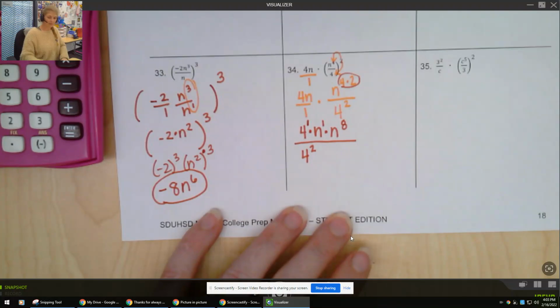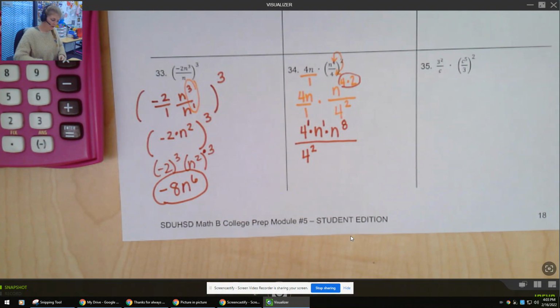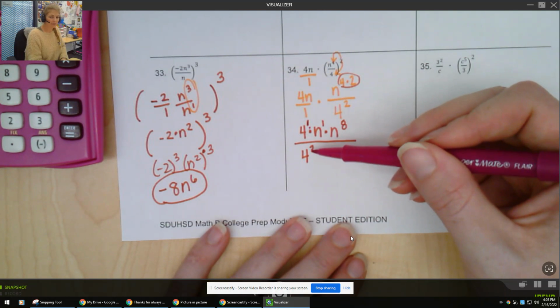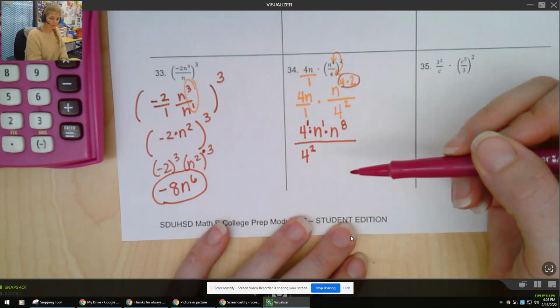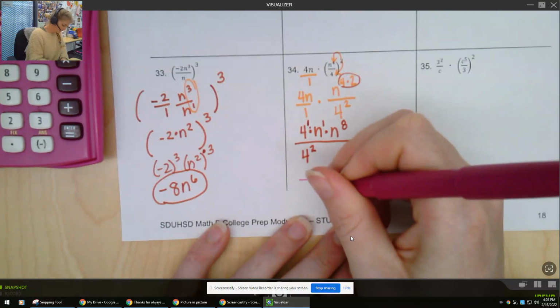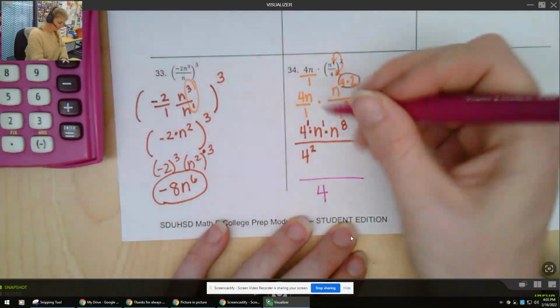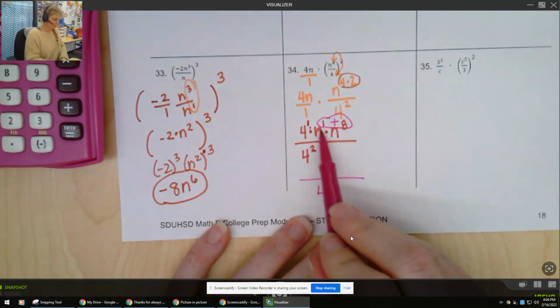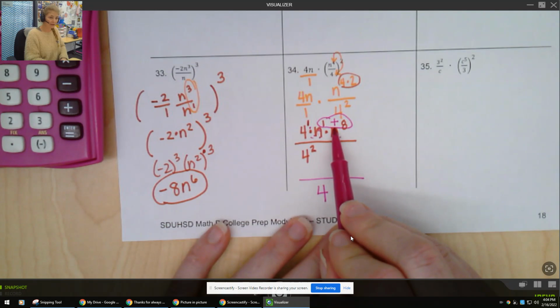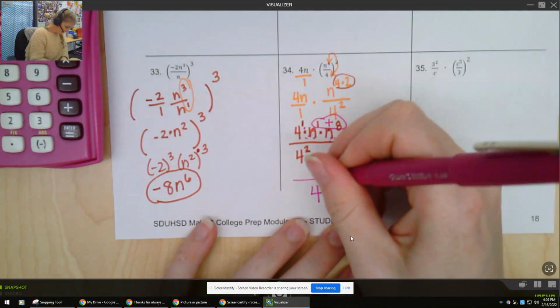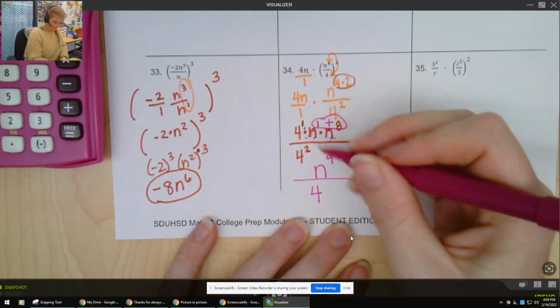I can think about this as 4 to the first. Thinking about our quotient property, I have 1 factor of 4 on top and 2 factors of 4 on the bottom. 1 factor will cancel out, and I'll be left with 1 factor of 4 on the bottom. Here I have 1 factor of n and another 8 factors of n. When you're multiplying with the same base, you add your exponents. So I have n to the 9th all over 4.